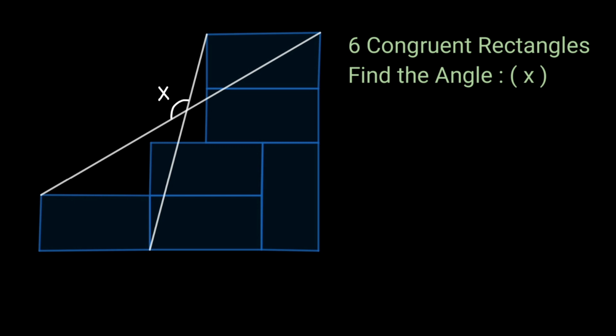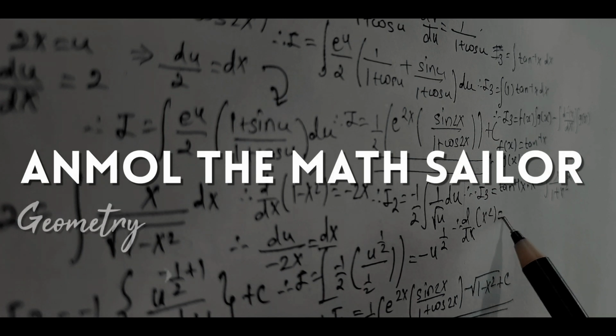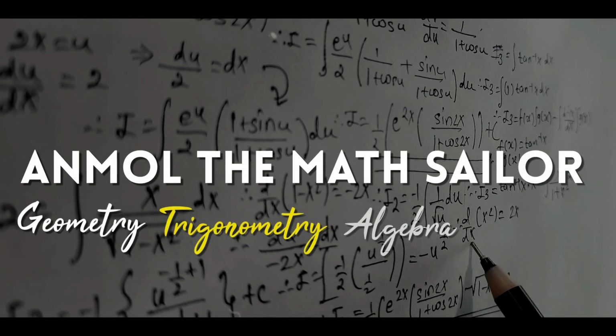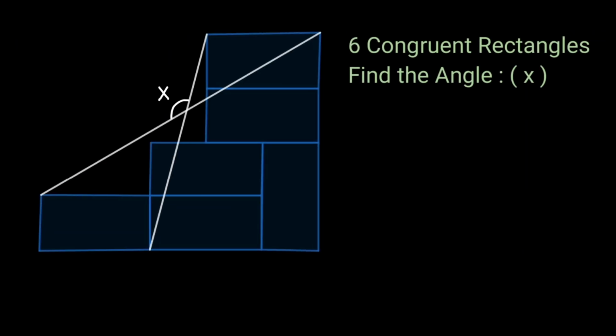So this is Anmol, and now let us see the solution. How can we find the value of the missing angle? Okay, now let us start with the solution.